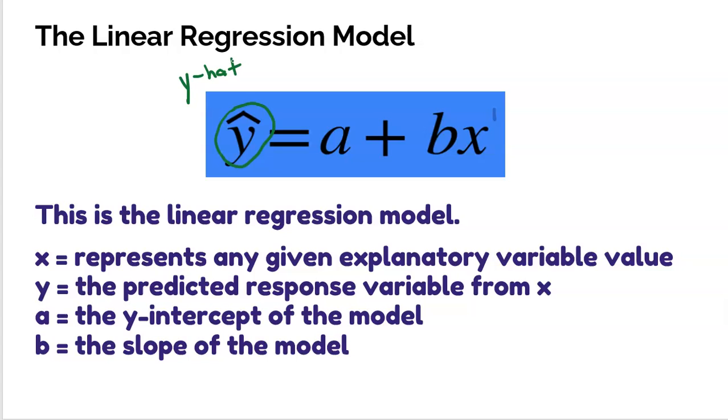So again, we put that hat on there to say, hey, this is not a real y value. The dots in the scatter plot represent real y values. This is just a predicted y value. Then we have a plus bx, and you might be like, well, wait a minute. I'm used to y equals mx plus b. That's what I'm used to. Why are you changing everything around here? First off, you have an a first, no m, and then you got a b. Where'd the m go, and why is the x in the back?